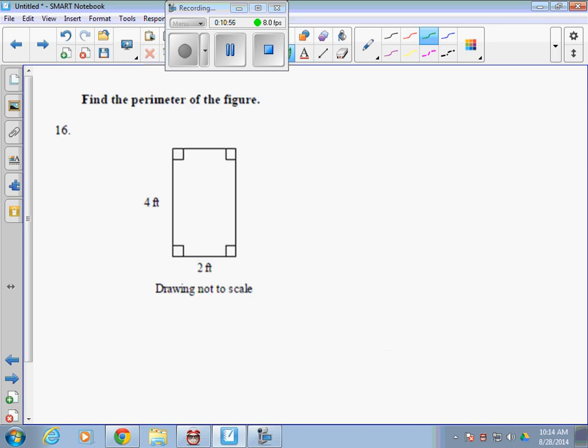16 says find the perimeter. You have 4 feet and you have 2 feet. Remember, perimeter is 2 times the length plus 2 times the width. Or you know that if the one on the left is 4 feet, this one's 4 feet, the one on the bottom is 2 feet, this one's 2 feet, you could add them up. 4 and 4 is 8, 2 and 2 is 4, 8 and 4 is 12.